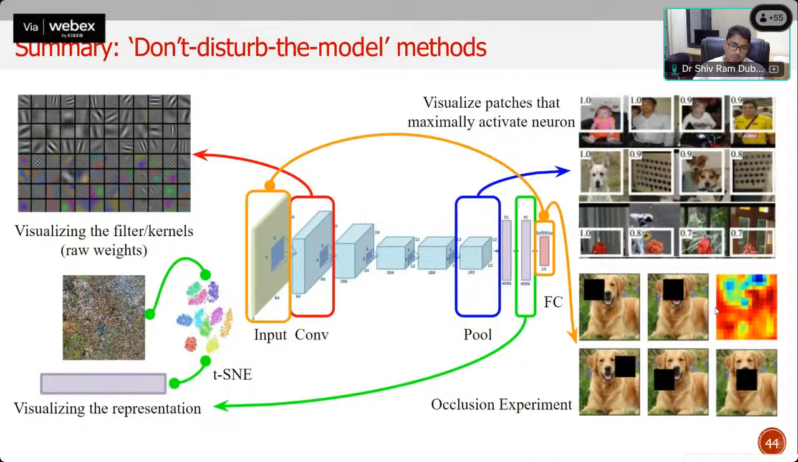So in summary, these are simple visualization methods where no changes are done in the parameter values. Simply the trained values are utilized, and based on that, we can get a lot of information about the working mechanism of the CNN and what the CNN is doing, which we can interpret from these visualizations.